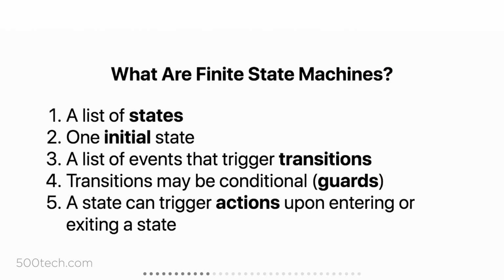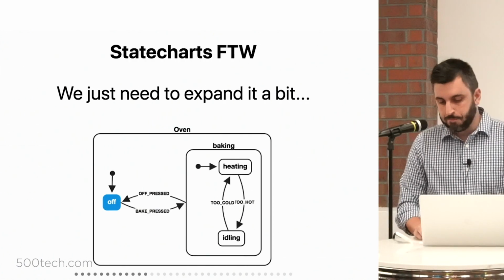Summarizing, we have a list of states, one initial state, and a list of events that trigger transitions between those. Two things I didn't show in those models: transitions may be conditional. We can have guards, like only transition to that state if this condition holds. And also a state can trigger actions upon entering or exiting a state. I'll go into more detail later about those.